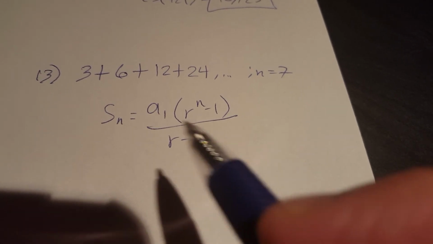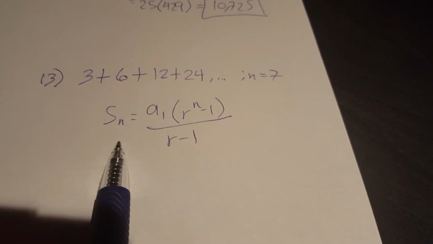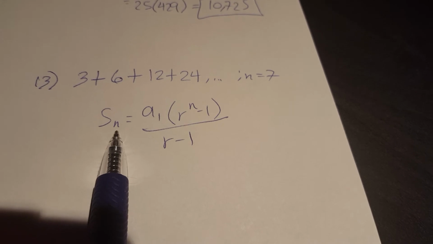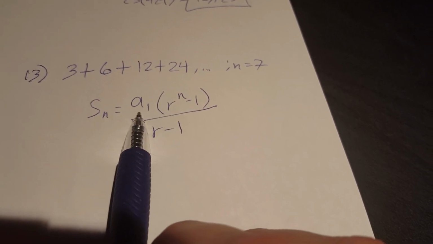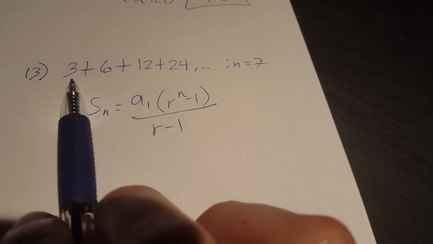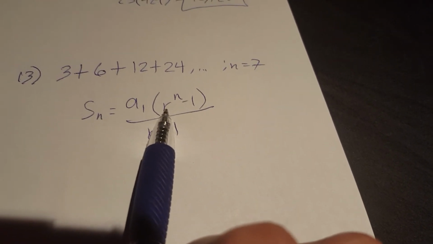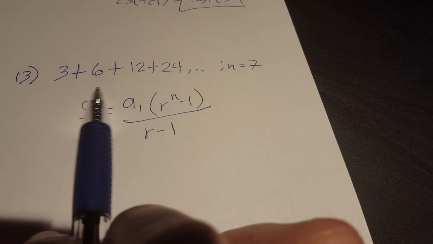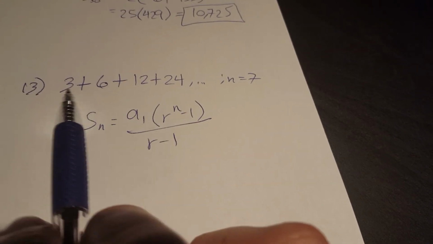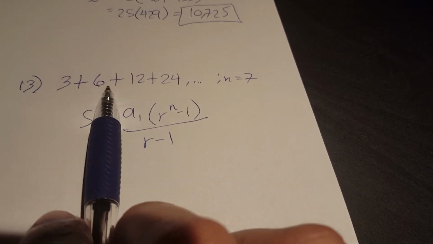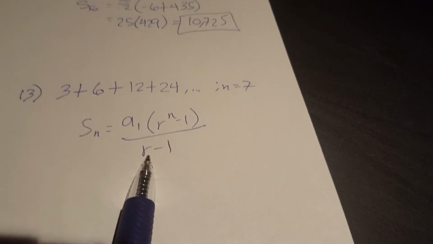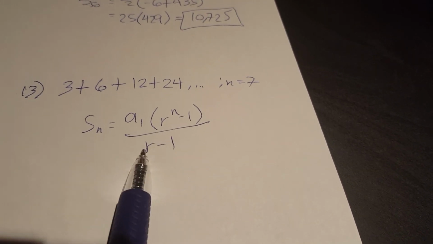So when you're talking about geometric series, we have a nice little formula. S sub n is going to be the first term, in this case 3. This is a sub 1 times r to the n minus 1. Remember your common ratio here is 2 because 6 divided by 3 is 2, 12 divided by 6 is 2, etc. And then divided by r minus 1.